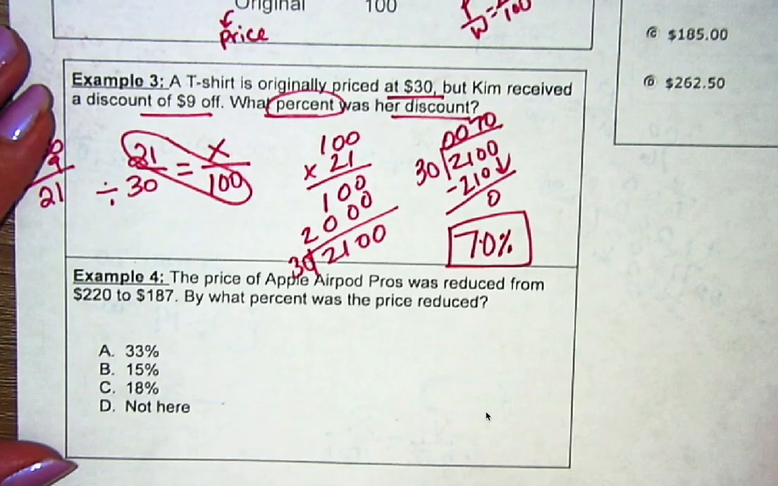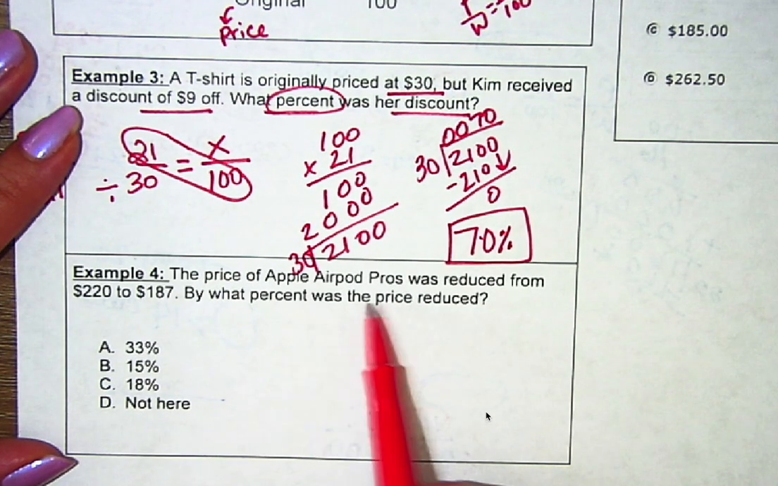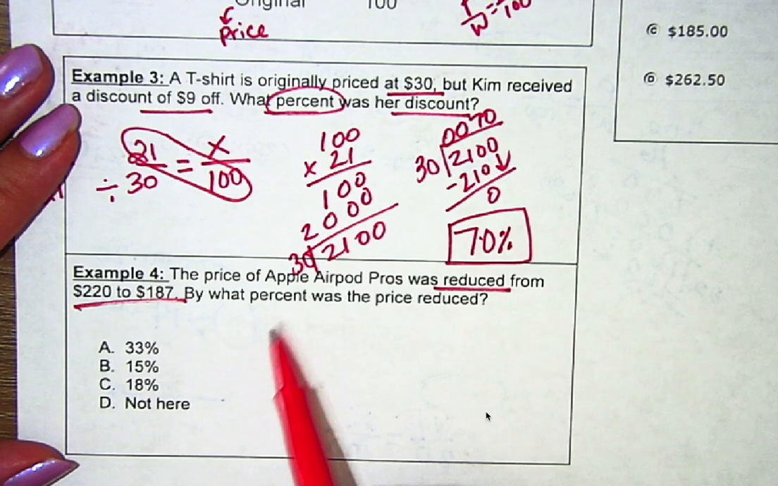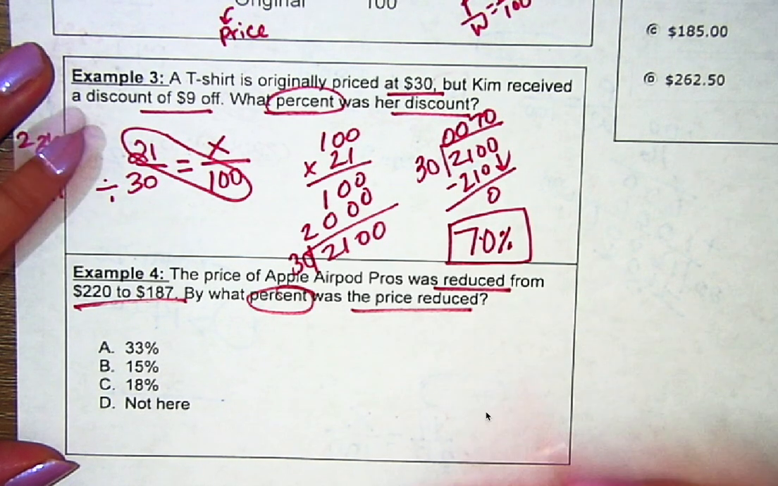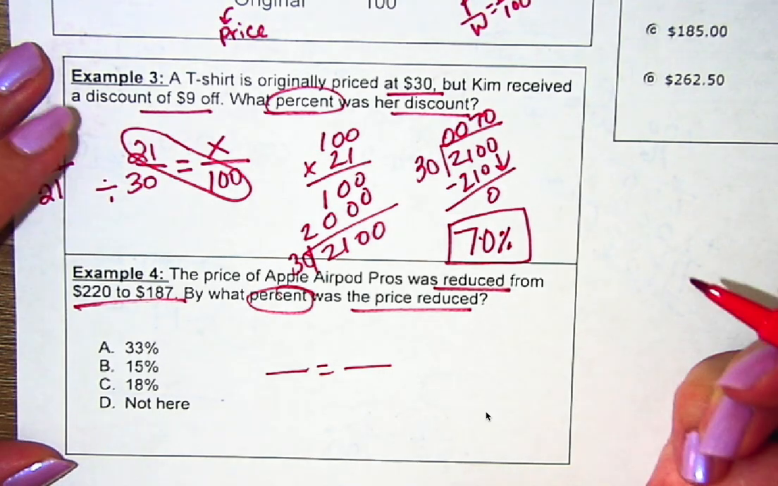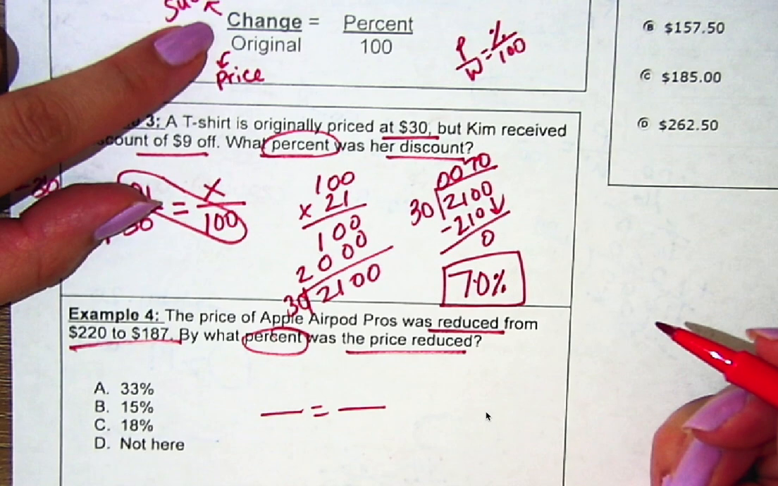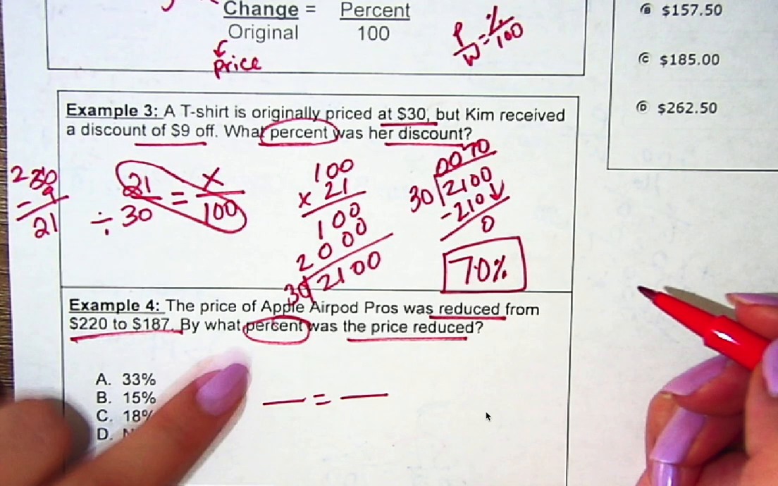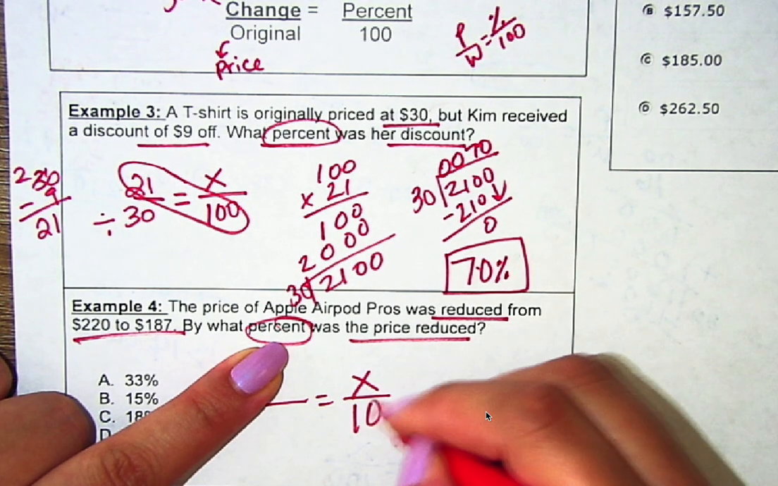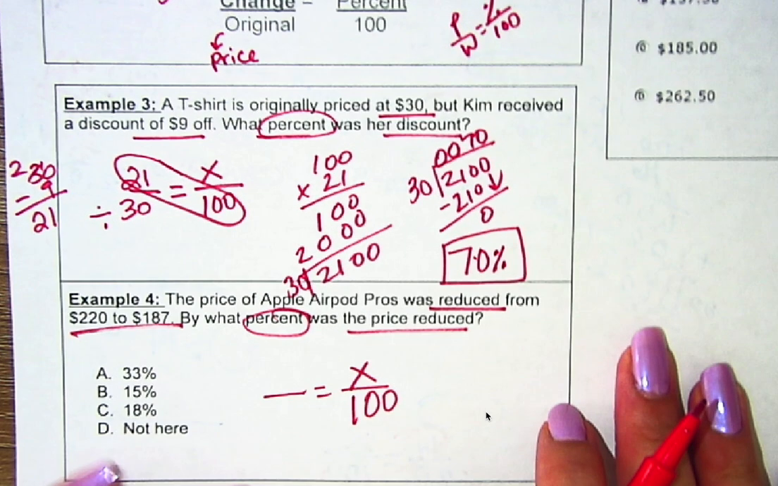Example 4 is a little different. It says the price of an Apple AirPods was reduced from $220 to $187. By what percent was the price reduced? Okay, so we are going to do our change over original again and percent over 100. Again, they're asking us for percent, so I don't know what that is. I do know that it's going to be over 100.